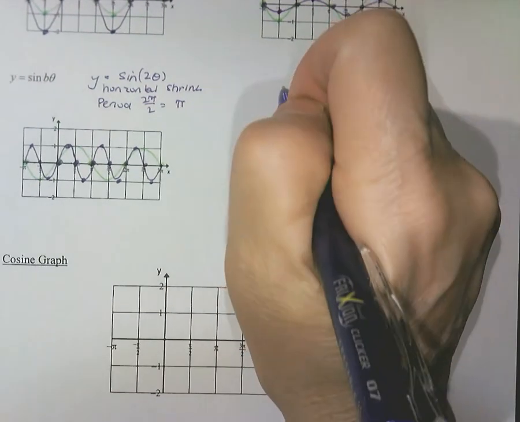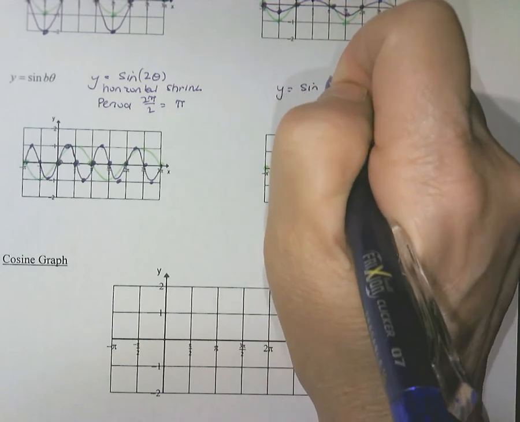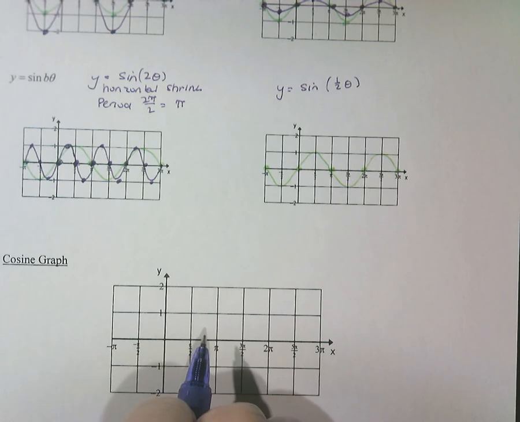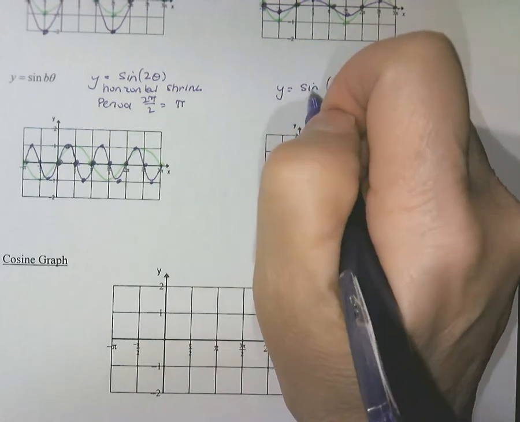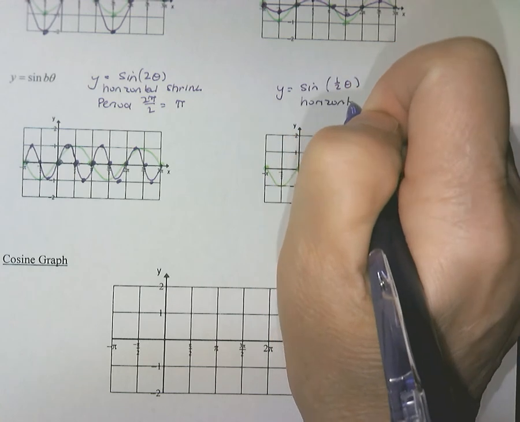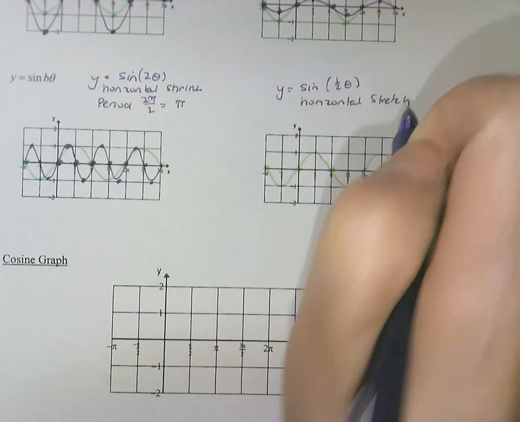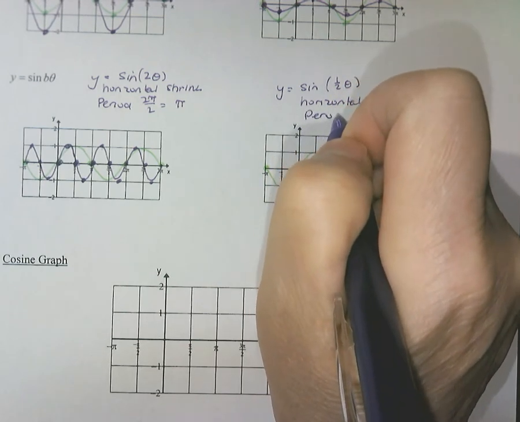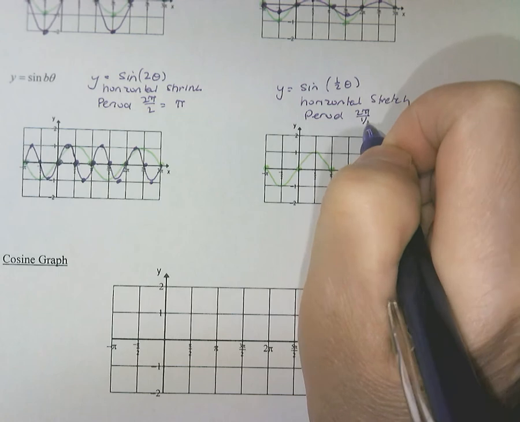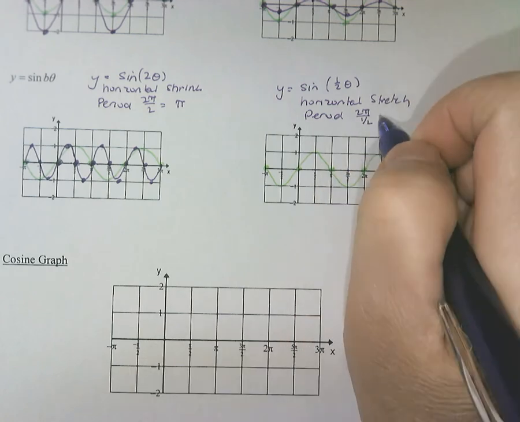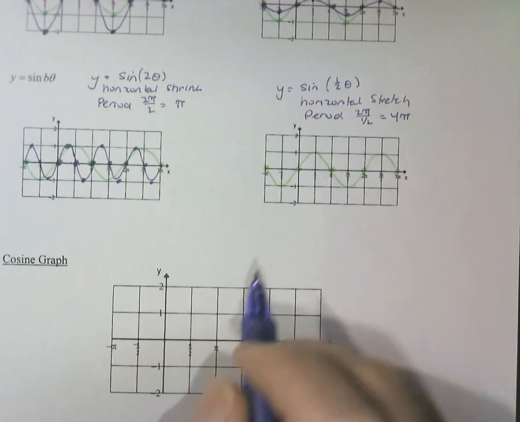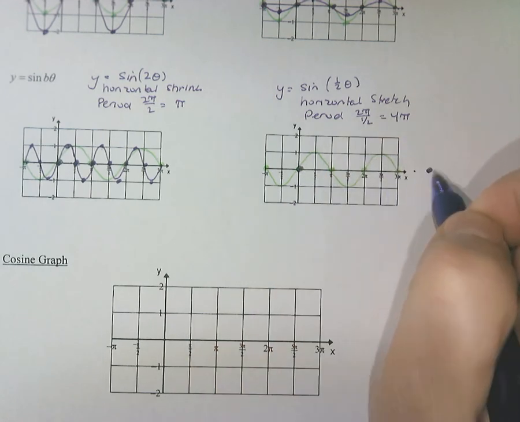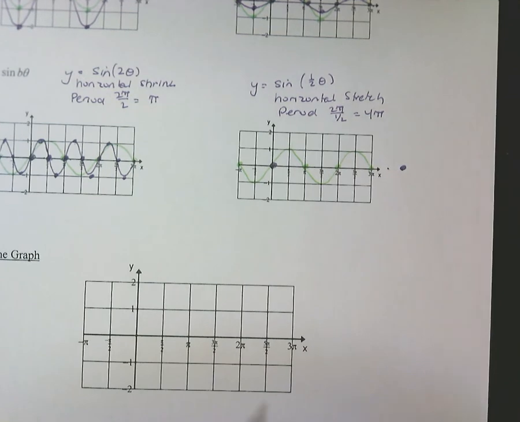If I have y equals sine 1/2 theta, and don't worry that I'm going between theta and x, it doesn't matter. I'm going to have a horizontal stretch, and the reason this becomes a horizontal stretch is my period has changed. 2 pi over b, b is 1/2, so it's equal to 4 pi. So I start at 0 and I end at 4 pi. Well, I didn't have 4 pi in the graph, so I'm just going to sketch it out there.